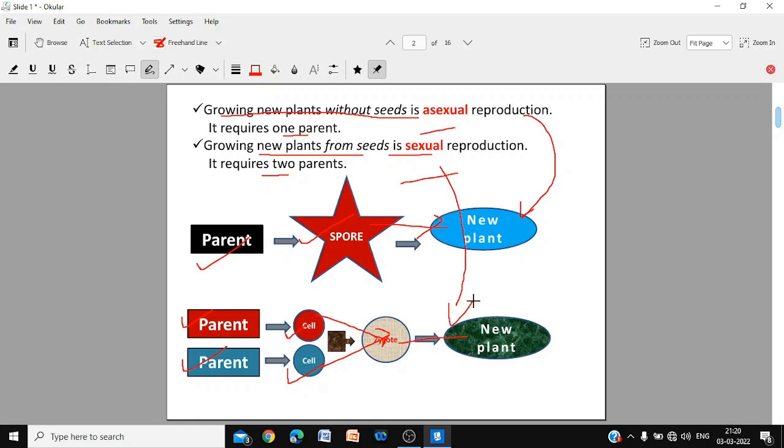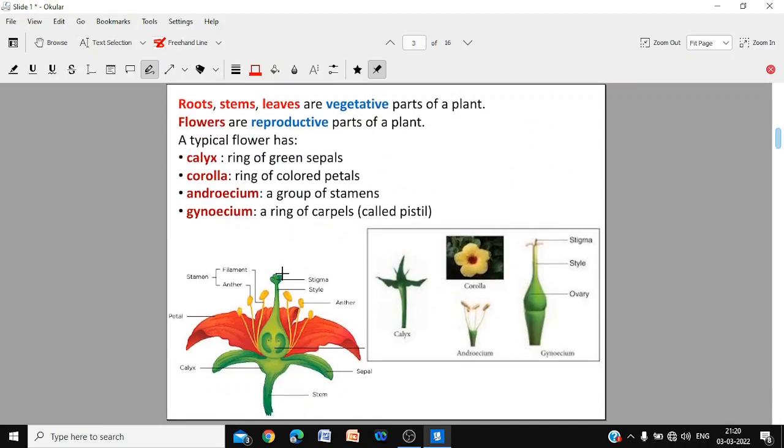So when you grow plants from spores, that involves only one parent, that would be asexual. When you grow plants from seeds, seed formation requires two parents, that would be sexual reproduction. Now we have already seen that roots, stems, leaves are vegetative parts and flowers are the reproductive parts.